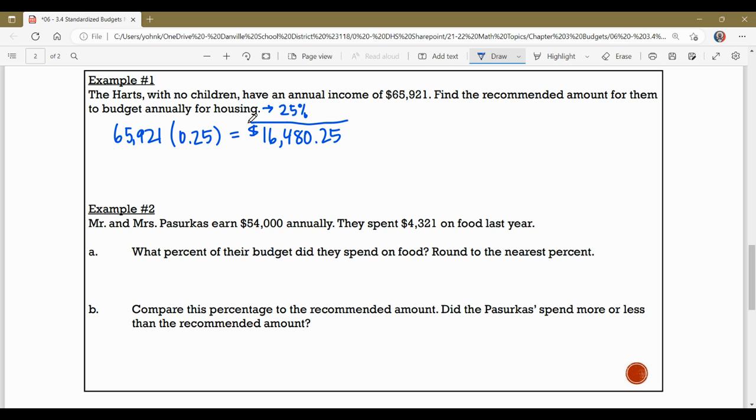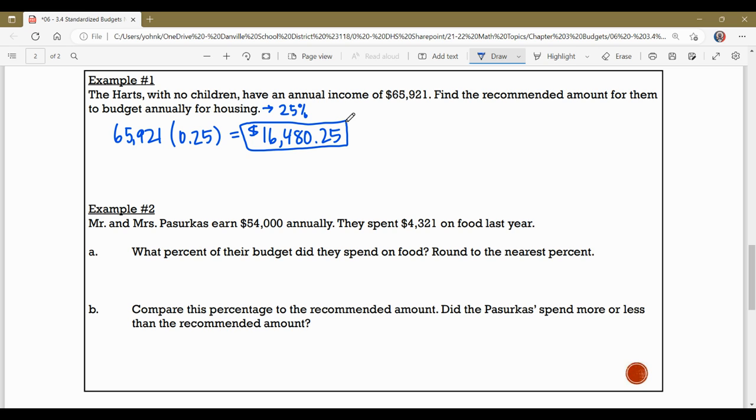$16,480.25. So what the Hearts can do is they can look at how much they actually spent on housing for the year and then compare it to what's recommended they spend on housing for the year. And then they can see if they're spending too much, if maybe they could afford to spend a little bit nicer of a house or more on utilities and things like that.